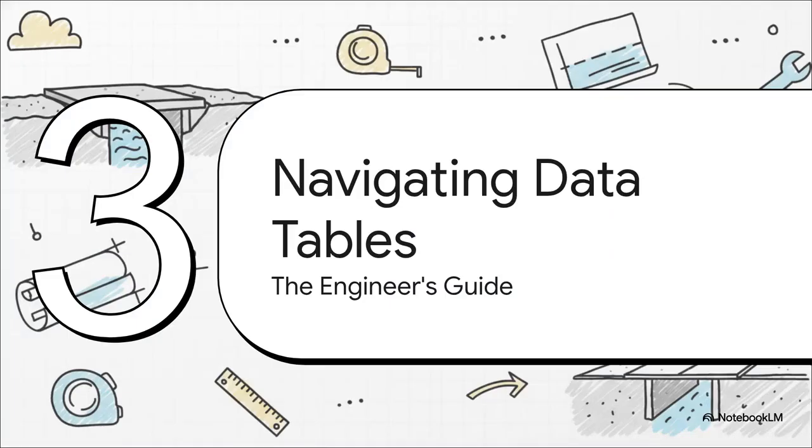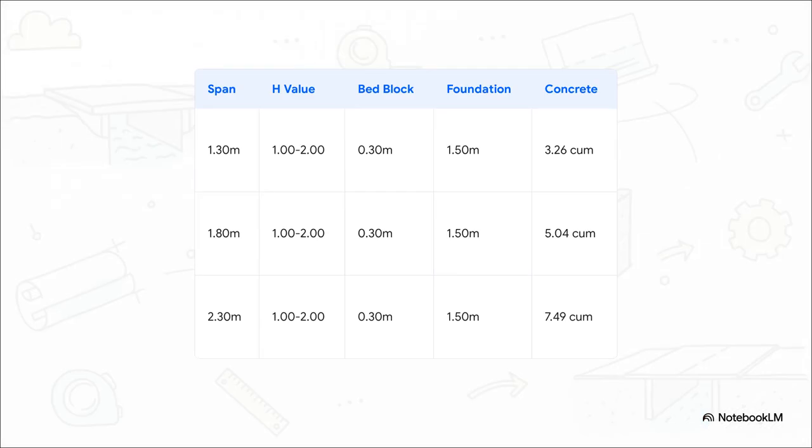Section 4. Navigating the data tables, the engineer's cheat sheet. Now this right here is the holy grail for a field engineer. It's a simplified look at the massive reference tables provided in the pocketbook for highway engineers. Once you know your span length and you've calculated your standardized H value, you literally just read across the row.